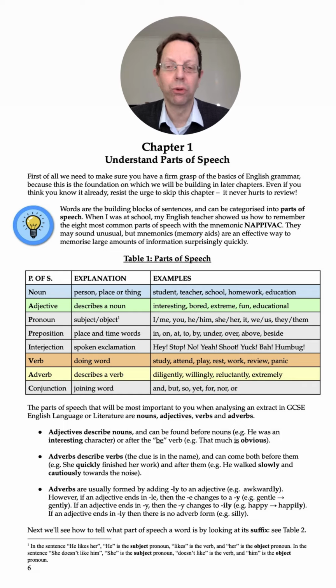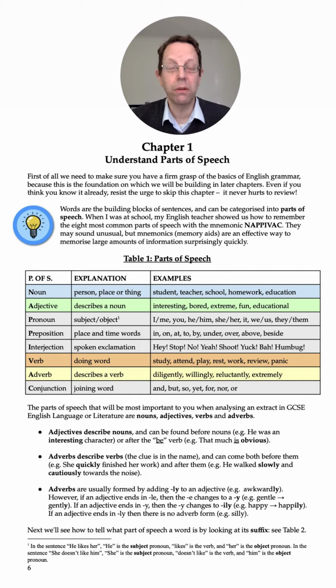And the 4 most important ones are noun, adjective, verb, and adverb. You'll see that I've highlighted those because I will use this same color system in the chapter and in some of chapter 2 as well. So let's start with noun.